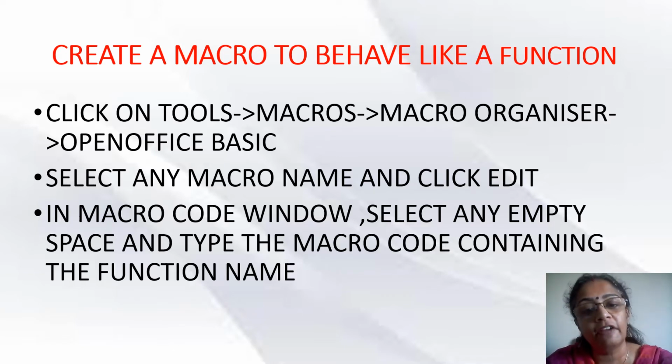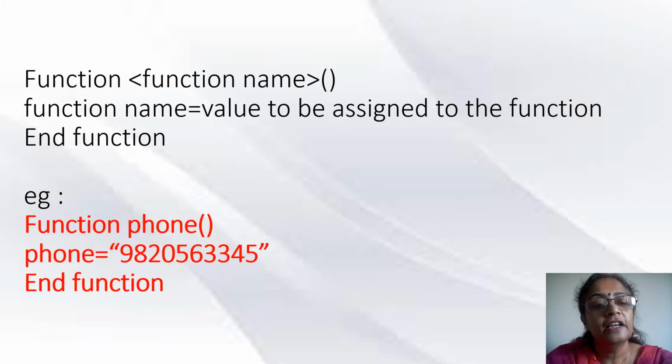So how do we do that? We have to click on the Tools menu, the Macros option, and in the macro organizer we click on OpenOffice Basic, because as I told you the code is written in StarBasic language. Now you select any macro name, click on Edit, and wherever in the code window there is an empty space, you write the code to create the function. Now what is the syntax for the function? It is Function, then the function name with open and close parentheses, then the value you are assigning to that function, and End Function.